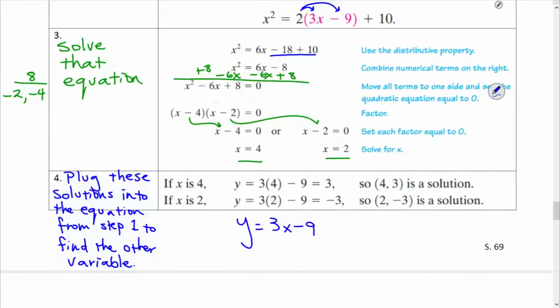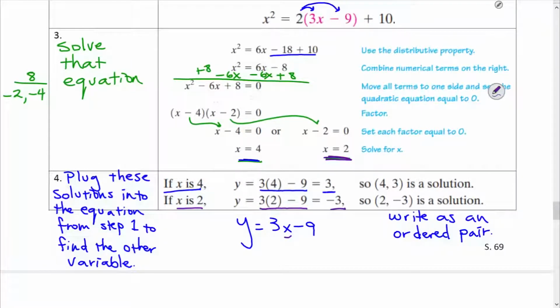It's already solved for what you're looking for. So if I do that here, if x is 4, looking at this one, then y is equal to 3 times 4 minus 9, and so I get 12 minus 9, which is 3. And then you write it as an ordered pair. And if x is 2, let me switch colors, I plug again into x right here and get 3 times 2 minus 9, which is 6 minus 9, which is negative 3, and I write it down as an ordered pair.